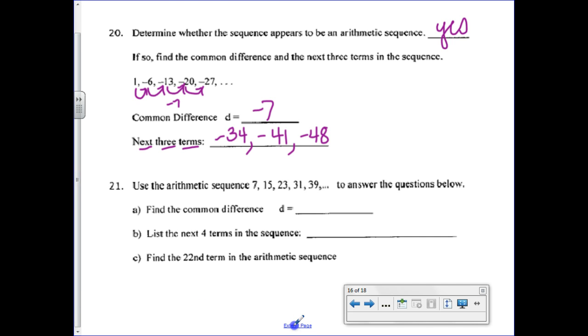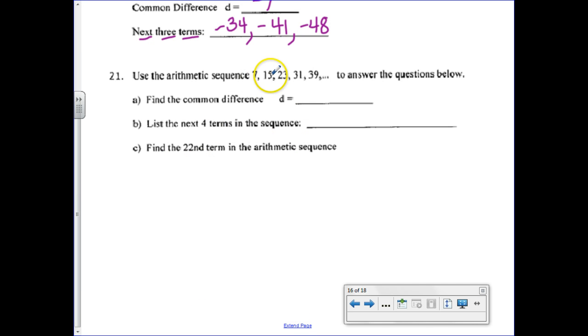On 21, it's a little different. It says use this arithmetic sequence, 7, 15, 23, 31, 39, to answer these questions. Find the common difference, +8. What are the next four terms in this sequence? 47, 55, 63, and 71. What is the 22nd term?